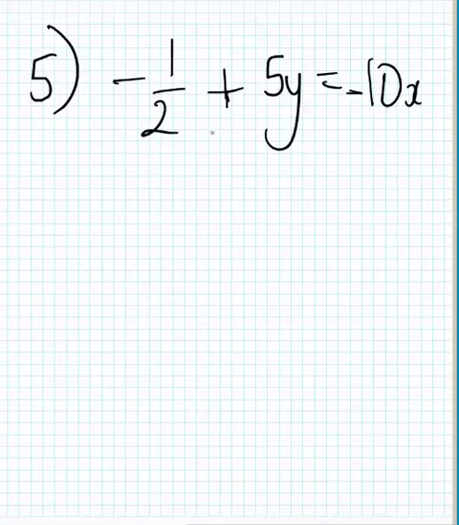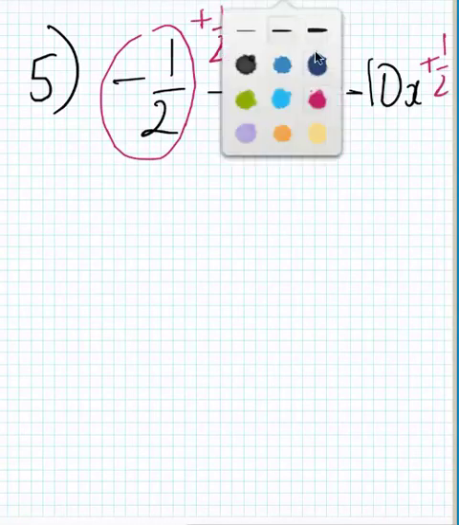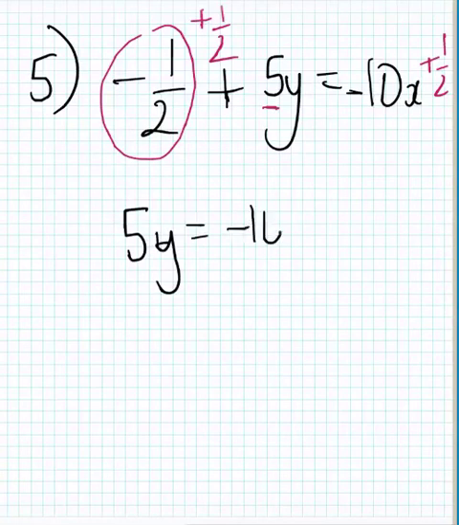Now, the first thing we get rid of, we've got a 5y here, so there's 2 steps involved. We've got to get rid of this 5, but also this negative half, and that will go first. Opposite of minus half is plus half, and plus half on this side. So we are left with 5y equals minus 10x plus half. So all we have done is move the negative half to this side.